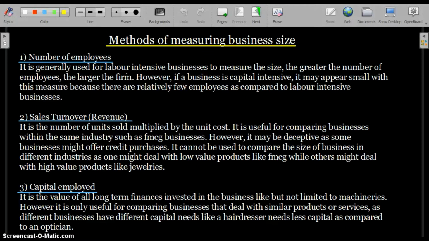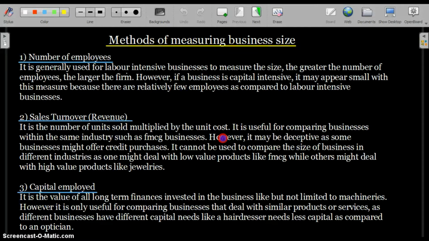Now, a business cannot be classified as a large business or small business directly, but there are some methods that we can use to differentiate one business from another, to compare two different businesses to see which one is the better, which one is a larger business in terms of size. So, there are a number of options available to measure business size, and we are going to be discussing all of them today in our syllabus.